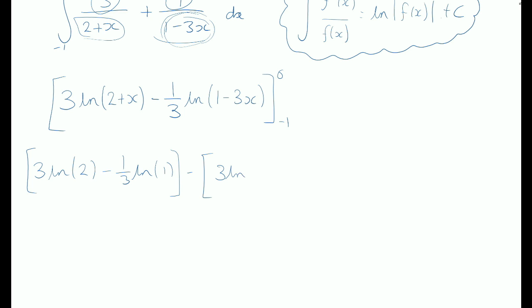So I've got 3, 2 minus 1 is 1, minus the third, and I've now got ln. Now if I put minus 1 in here, I get 4. Just double check you're happy with that. 1 minus the 3.